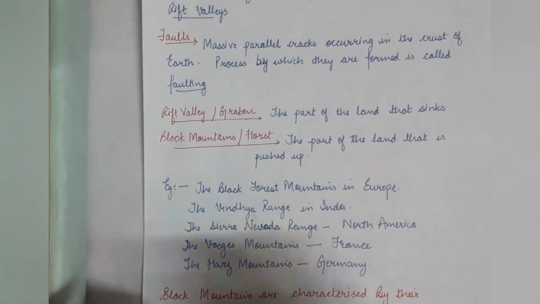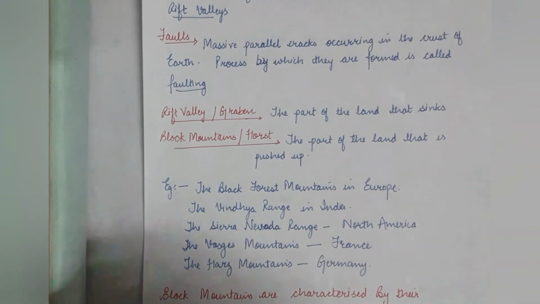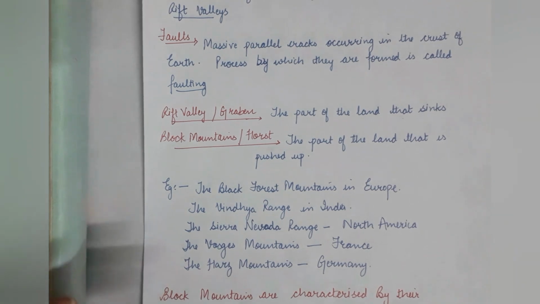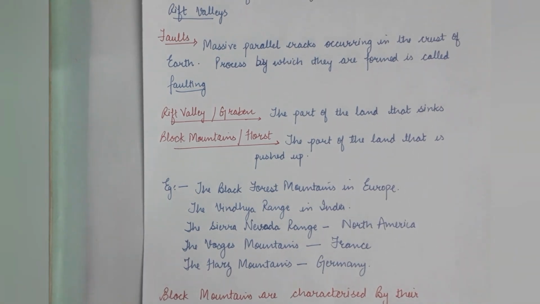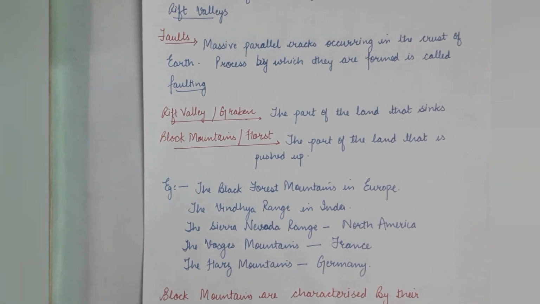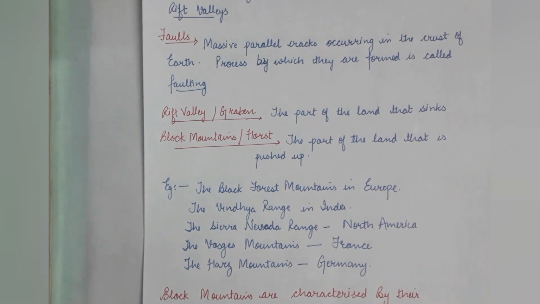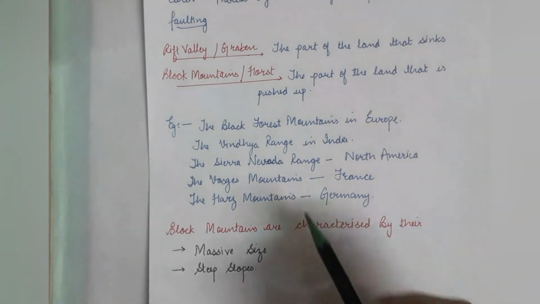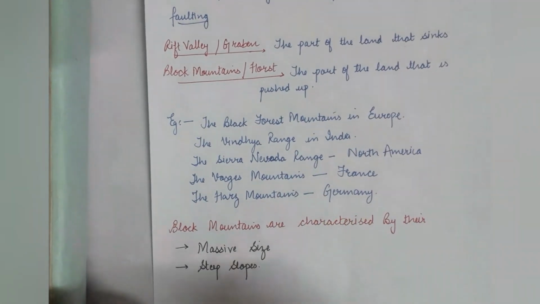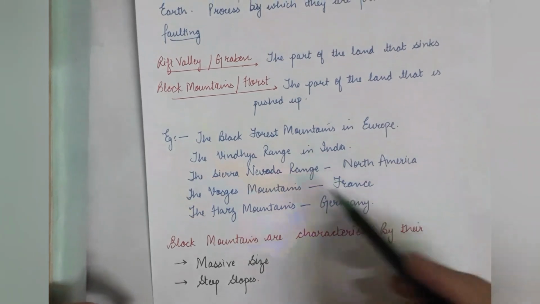So the Rift Valley or the graben is the area of land which sinks down. The valley is formed when it sinks down, while the block mountains, or the horst, is the elevated part, the part of the land which is pushed up. So here we are having the different mountain names which are the block mountains.